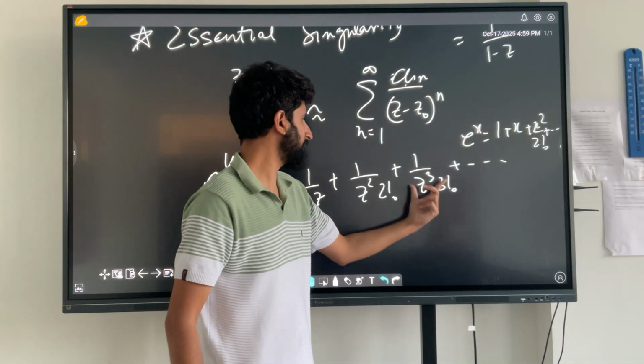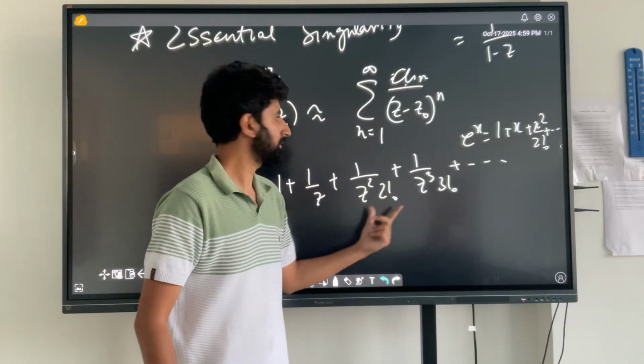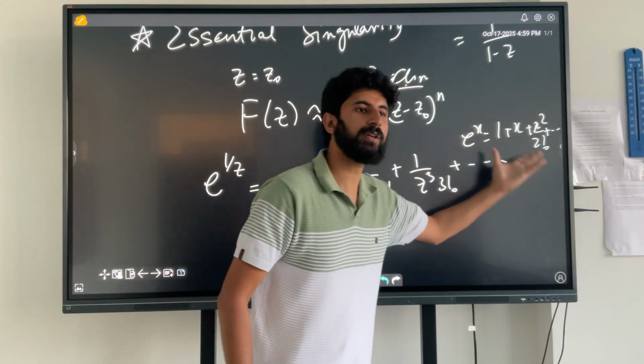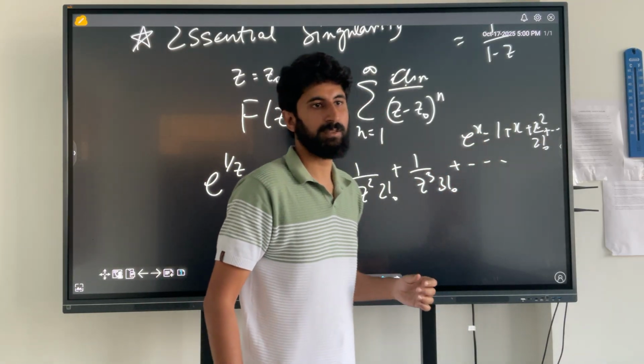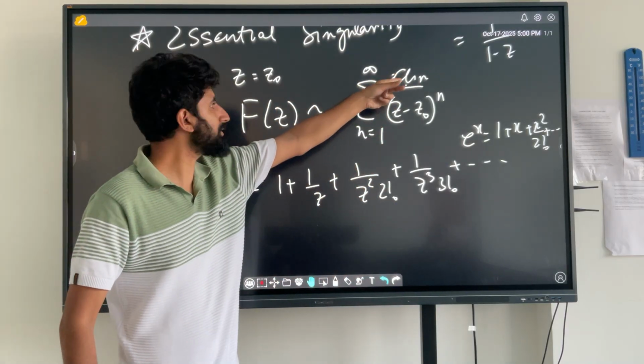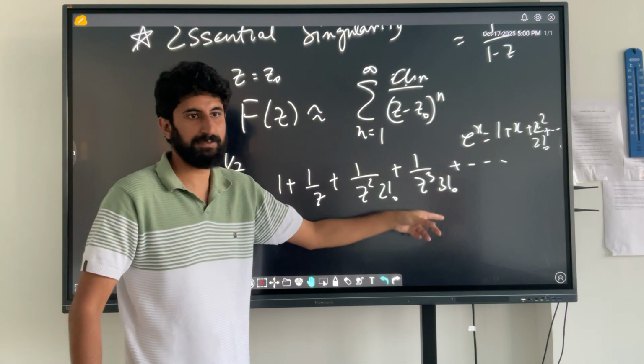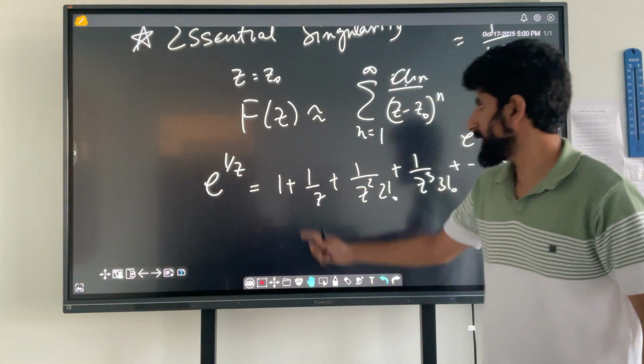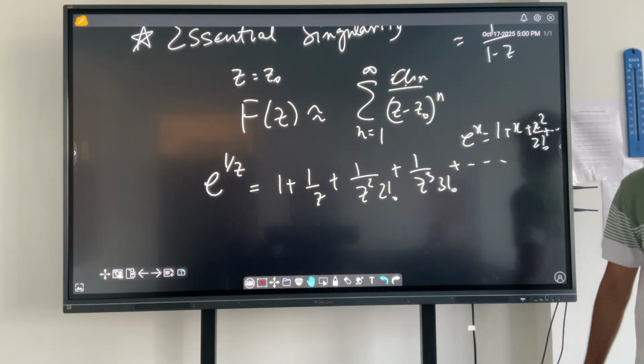This term would be bigger than the next, and that bigger than the next, but you don't know where to stop because this goes up to infinity. So it's better to take the entire sum. So e power 1 by z has an essential singularity at z equal to 0.